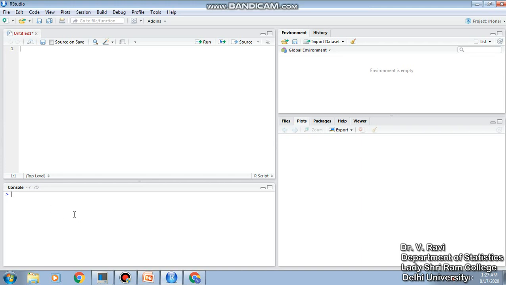Okay, now let's see how we can use the functions. As we mentioned earlier in the initial part of this lecture series, the four functions are d dash dash, p dash dash, q dash dash, r dash dash, where dash dash refers to the corresponding distribution. So here dash dash is norm, which depicts the normal distribution.